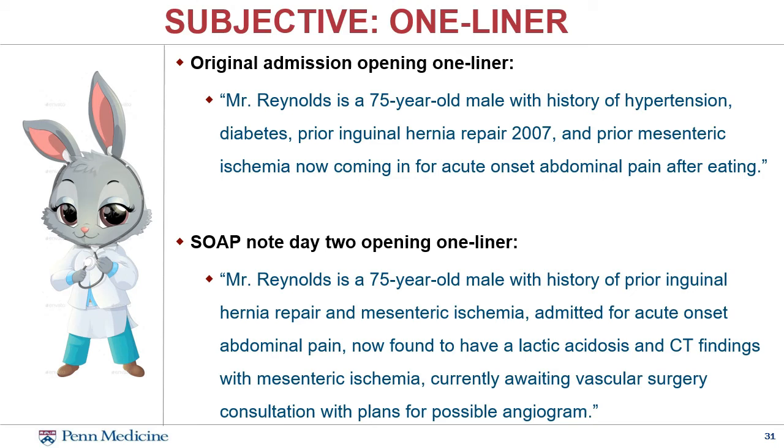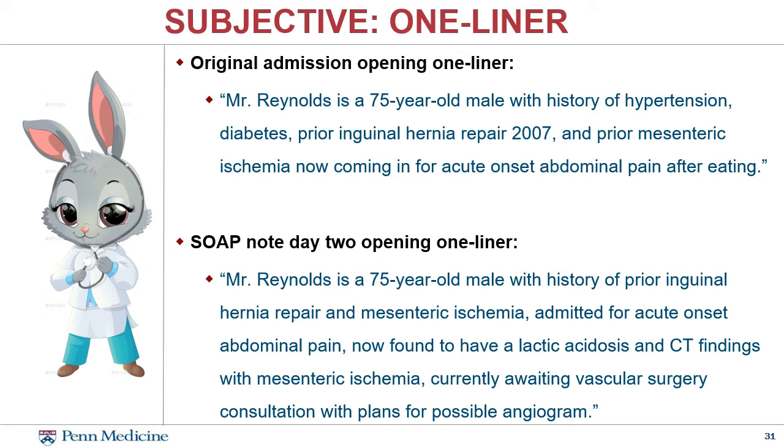So here's an example. If I were to say the original admission opening one-liner was, Mr. Reynolds is a 75-year-old male with a history of hypertension, diabetes, prior inguinal hernia repair in 2007, and prior mesenteric ischemia, now coming in for acute onset abdominal pain after eating. On day 2, with things having already occurred, my one-liner is going to be a little bit shortened in terms of the past medical history. I'm going to say what they've been found to have and what we're currently awaiting.